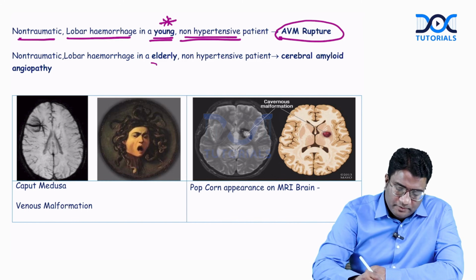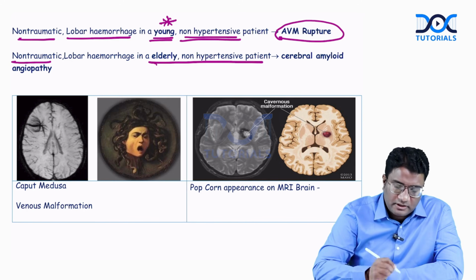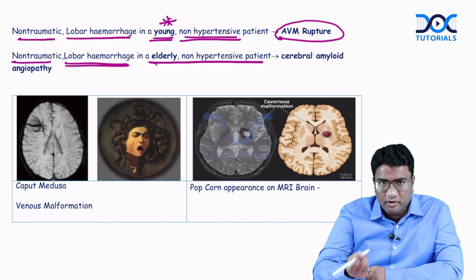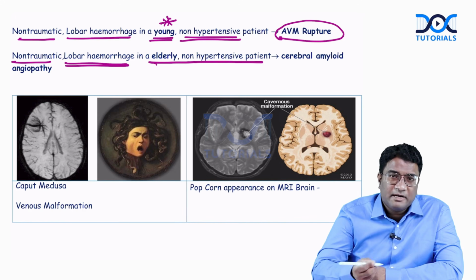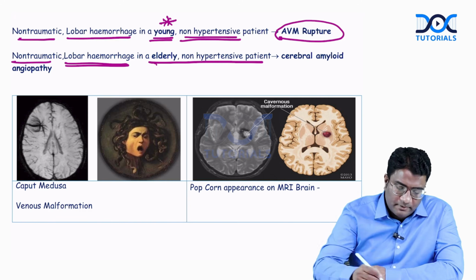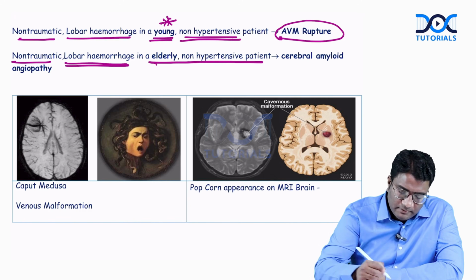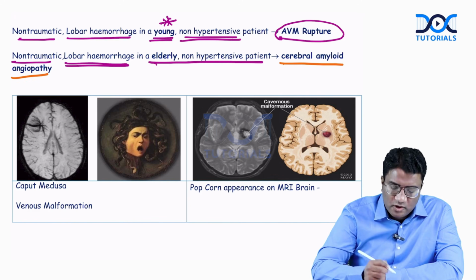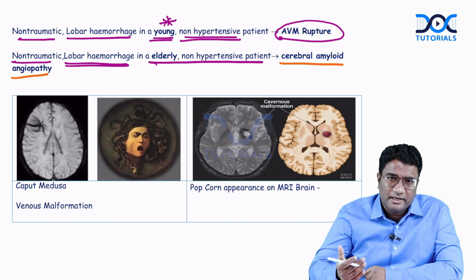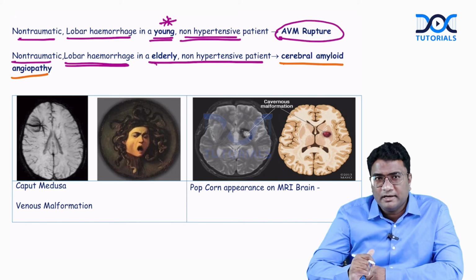Elderly non-hypertensive patient, non-traumatic patient, developing a lobar hemorrhage, so a frontal lobe hemorrhage or temporal lobe hemorrhage, suspect cerebral amyloid angiopathy. Whereas a young patient, non-hypertensive, non-traumatic, developing a lobar hemorrhage, suspect AV malformation rupture.